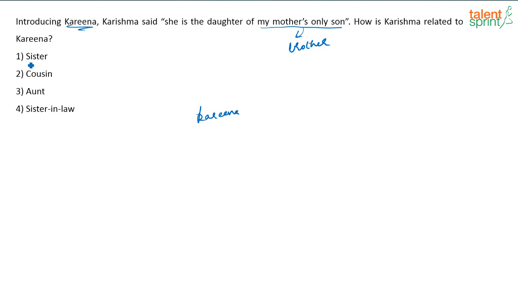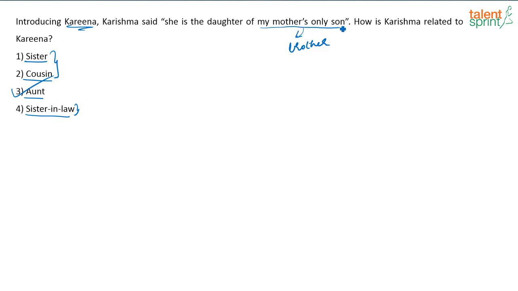Look at the options given: sister, cousin, sister-in-law, aunt. Now sister, cousin and sister-in-law are all same generation, right? See, these three options mean that Karina and Karishma are going to be in the same generation, which is not true. Definitely Karishma is going to be one generation on top of Karina. So looking at the options, the answer has to be option 3, aunt. Otherwise, you can also draw the blood relations family tree and then find out the answer.